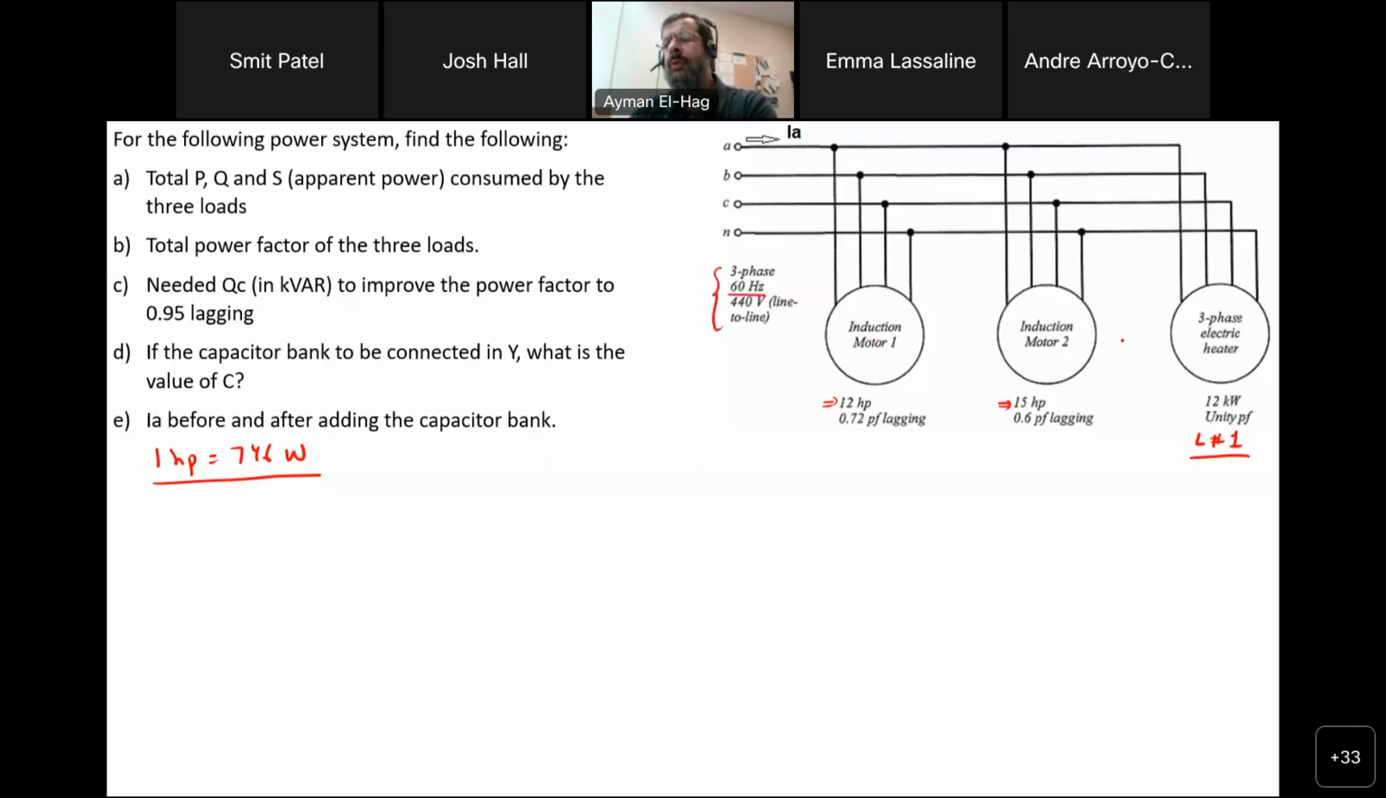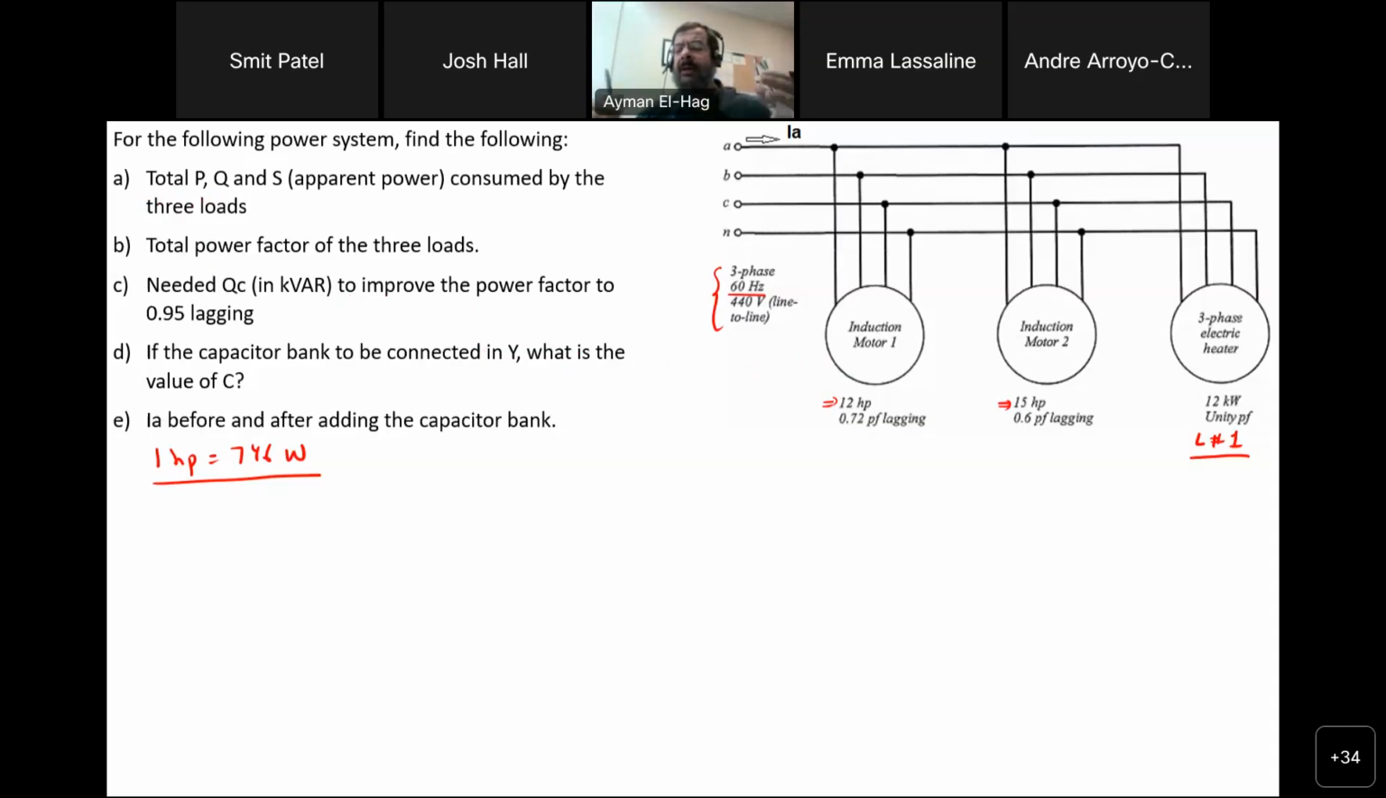Now, since we don't know the connection of the load, the only information we have access to is the line-to-line voltage. This is a typical question in three-phase, and these are the typical requirements. A, find the total P, Q, and S that is consumed by these three loads. These are three loads at different power factors. At the end of the day, we want to know how much total P, Q, and S is needed for these three loads. Second, what is the total power factor?